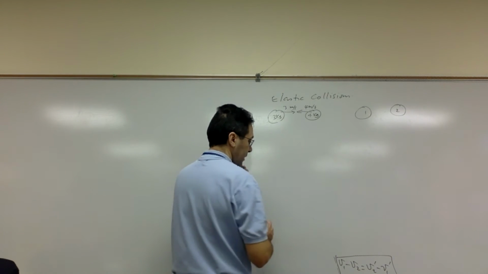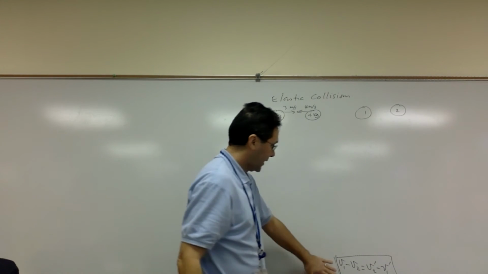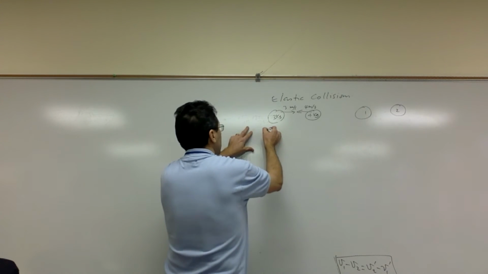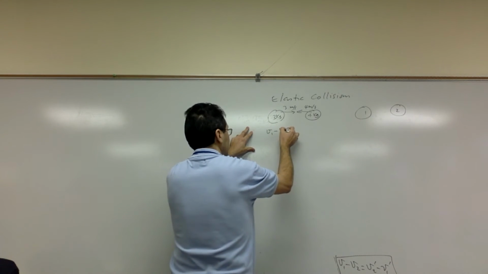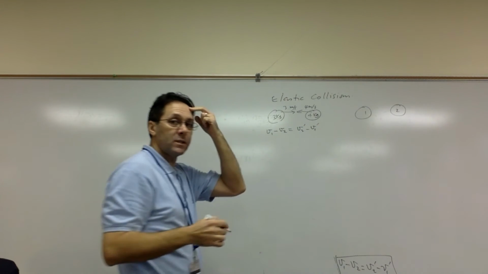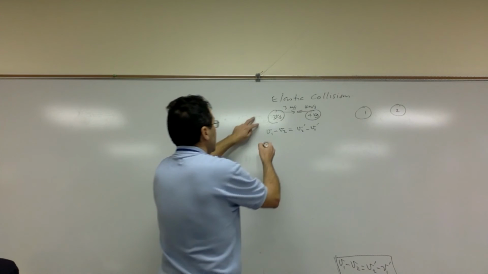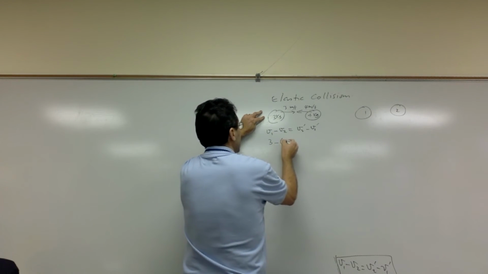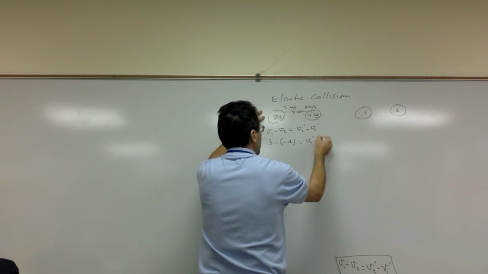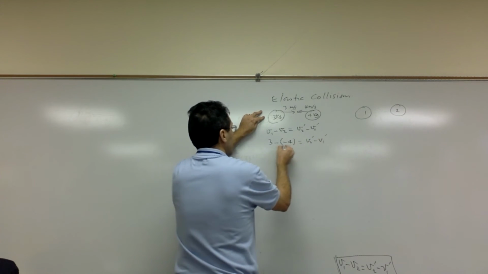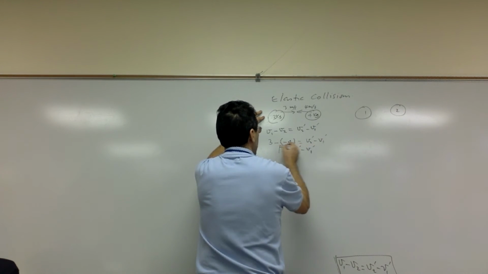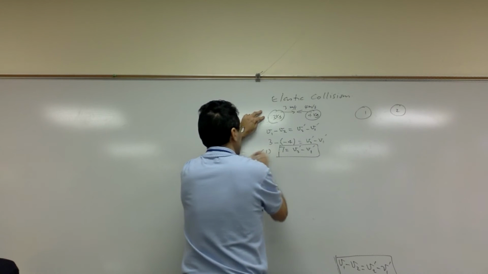So let's start with conservation of momentum, and I'm going to use this to help. Actually, let's start with this. v1 minus v2 equals v2 prime minus v1 prime. If you just memorize that, you don't have to derive it every time. So it's 3 minus negative 4, because this is going in the negative direction, equals v2 prime minus v1 prime. 7 equals v2 prime minus v1 prime. So I'm going to call this equation 1.